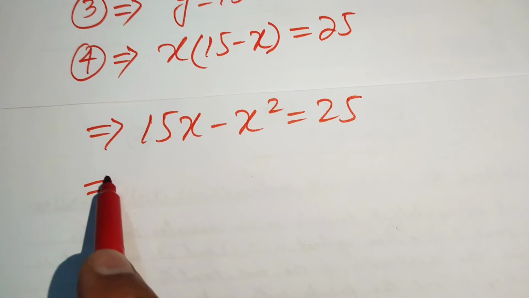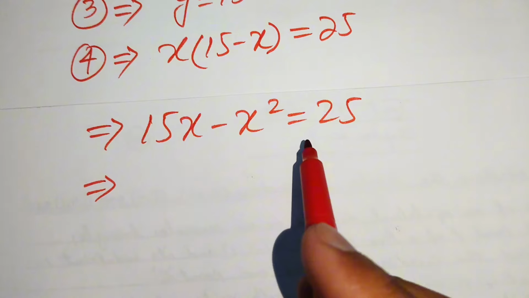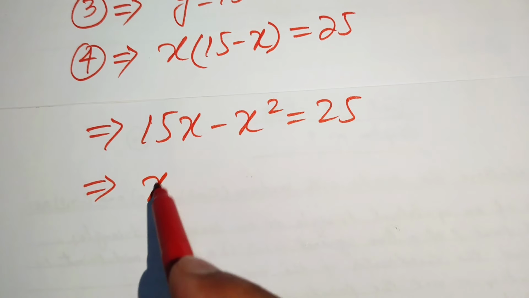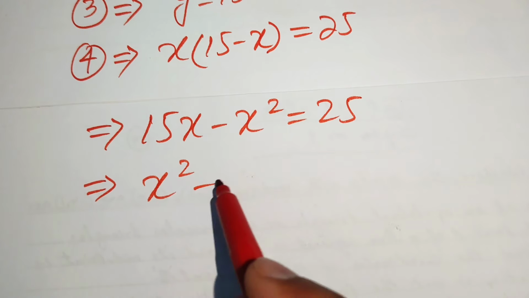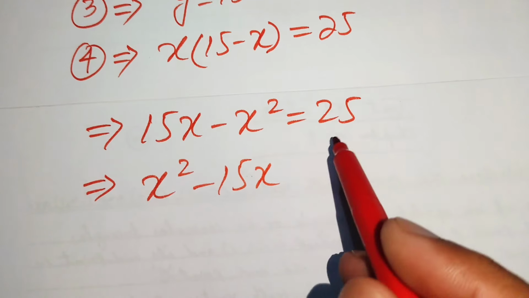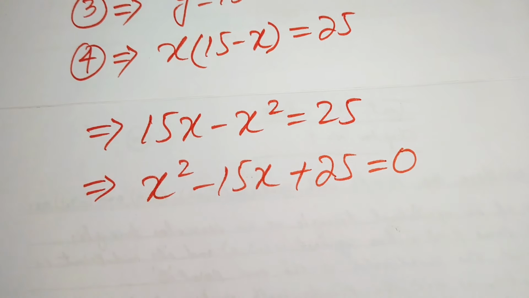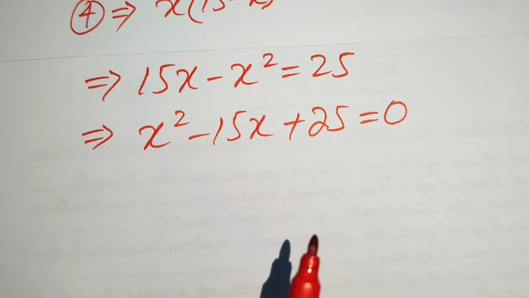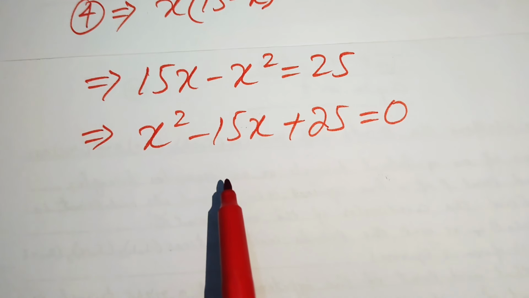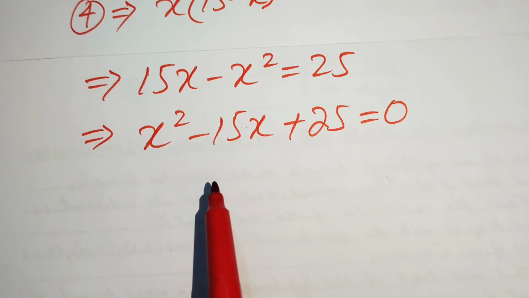And further we move these two terms to the right hand side, so minus x square becomes plus x square, and 15x becomes minus 15x, and this is plus 25 equals 0. So here you see that this equation becomes quadratic in the x variable, so that we easily find the values of x by using the quadratic formula.